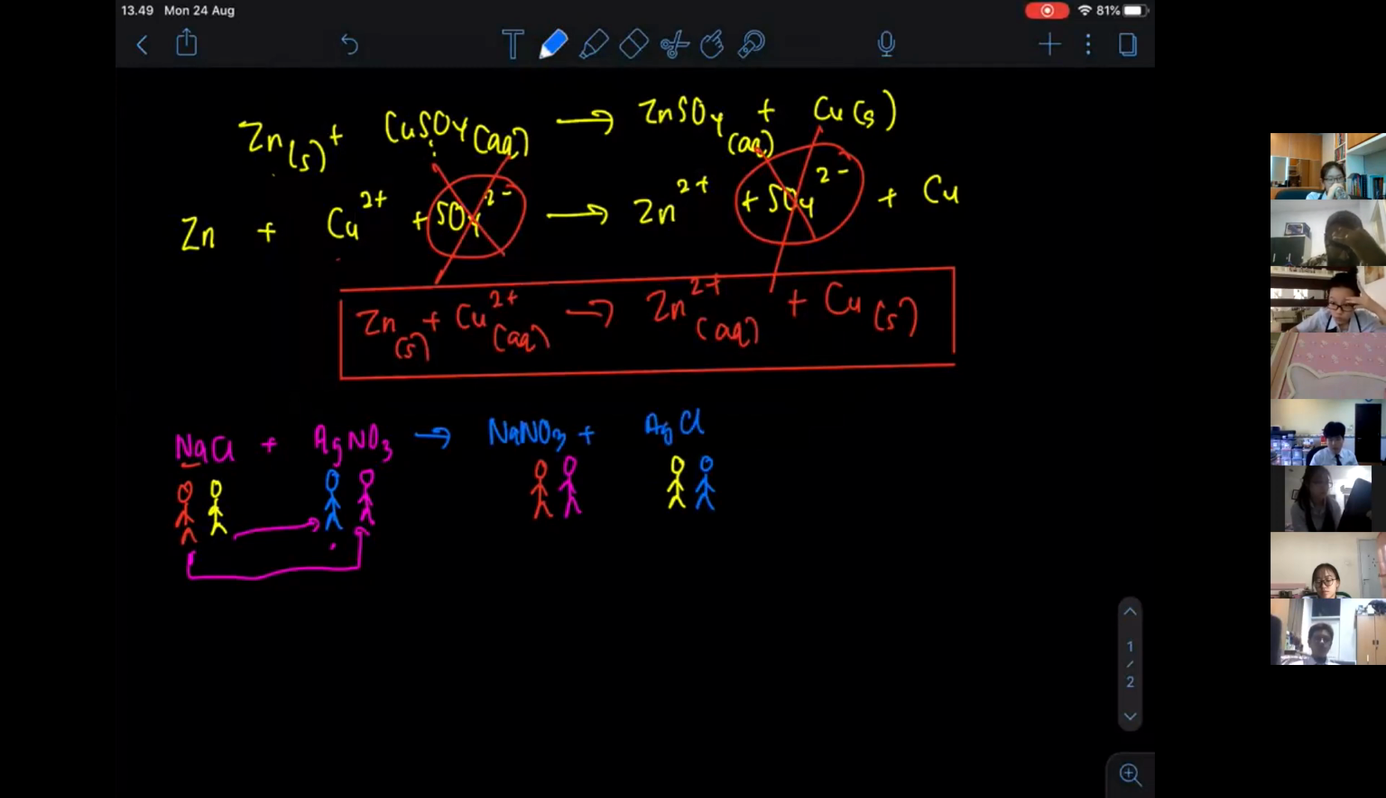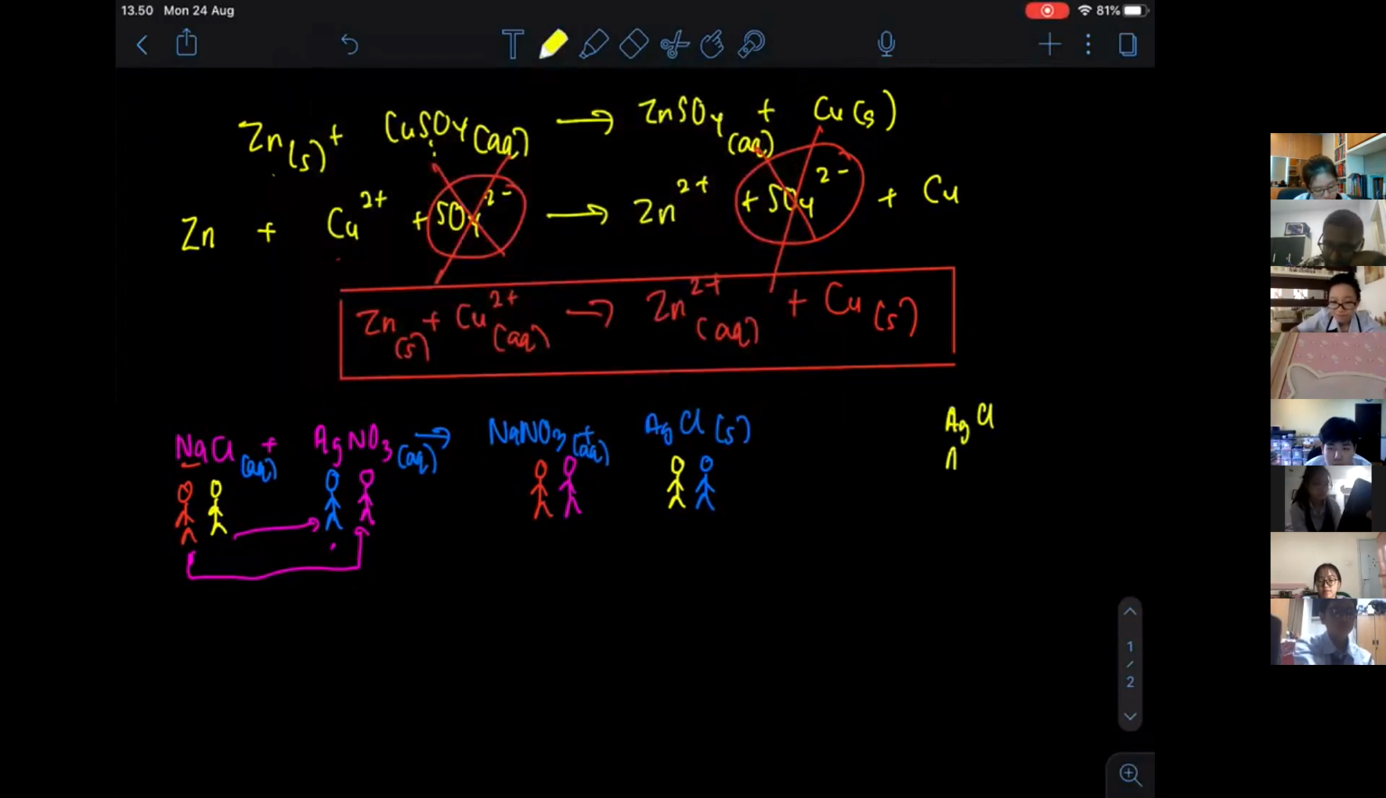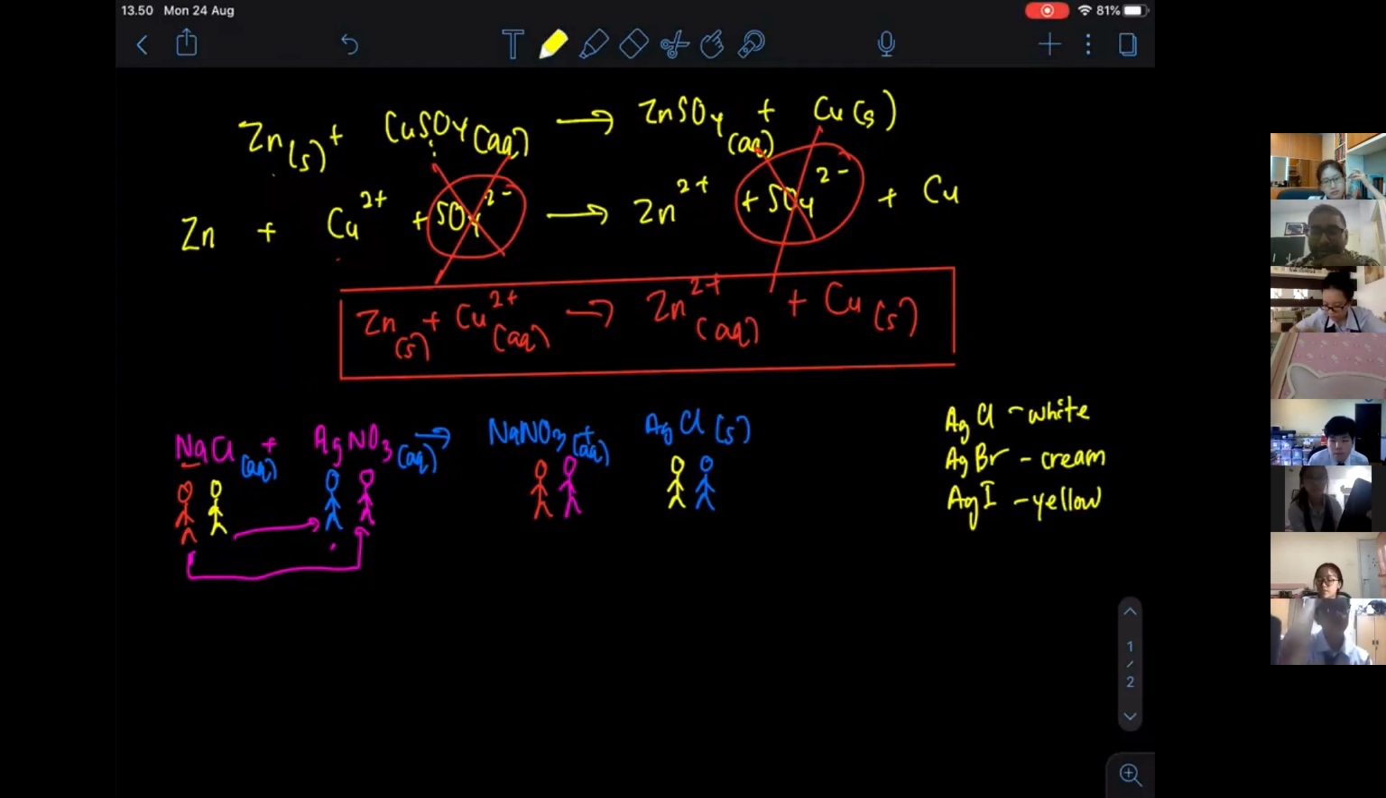What is important over here is that this one is aqueous, silver nitrate, because all nitrate salts are soluble. But silver chloride, you should know that it is insoluble. It's a solid, it's a precipitate. How do we know that? You should know by now: silver chloride, silver bromide, silver iodide. If previously you did not know, now you know. They will always form a precipitate, and you also need to know the color of the precipitate. The color of silver chloride is white. Memorize, yeah. The color of silver bromide is cream, and the color of silver iodide is yellow.